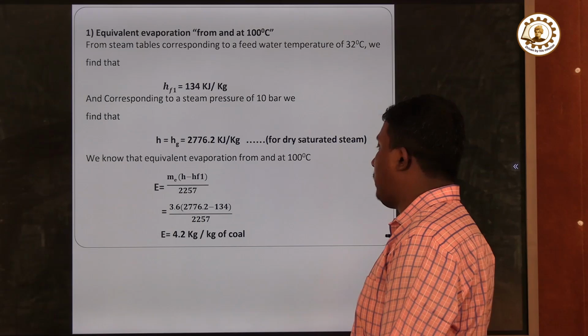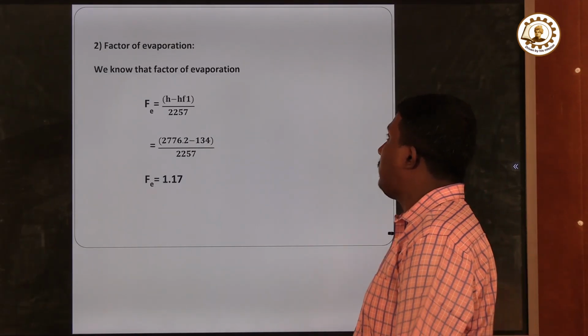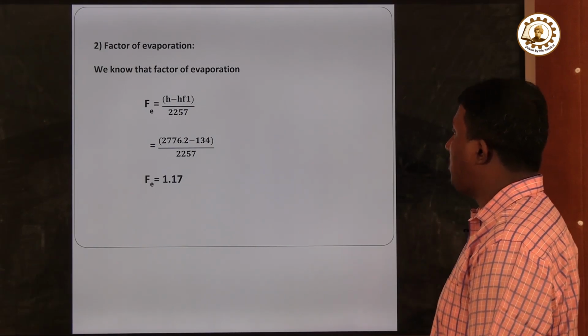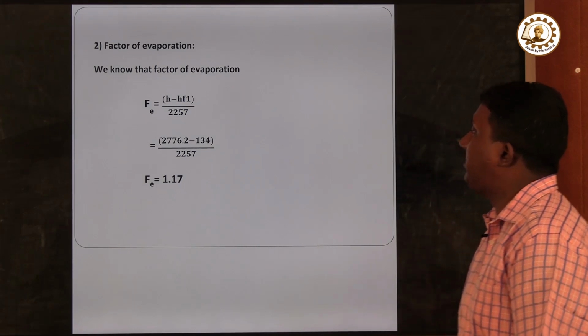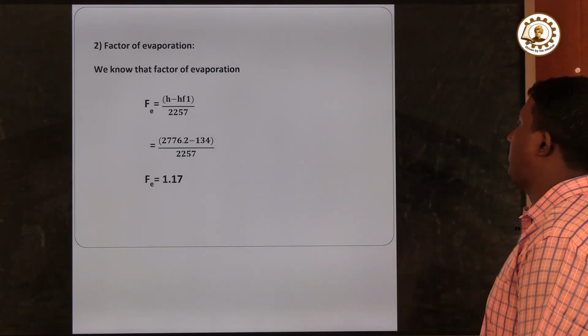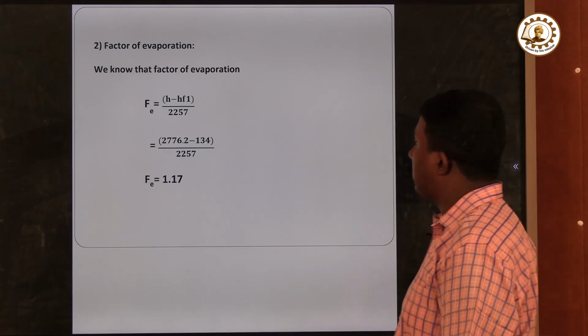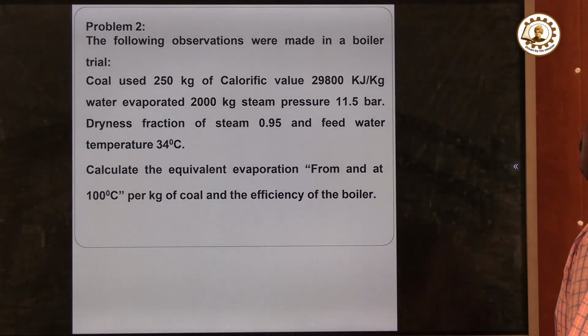By using the equivalent evaporation formula and putting in all the values, the result comes out to be 4.2 kg per kg of coal. Easily you can find the value of the factor of evaporation also. It will come around 1.17. As already discussed in the previous slide, the value of the factor of evaporation will always be greater than unity.